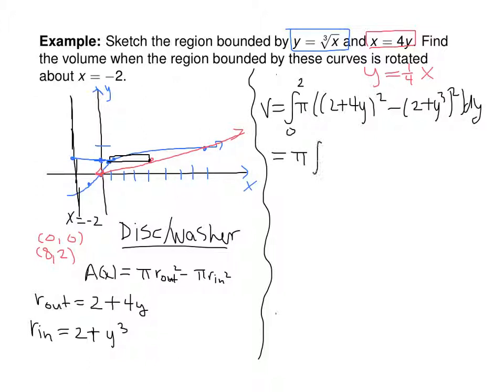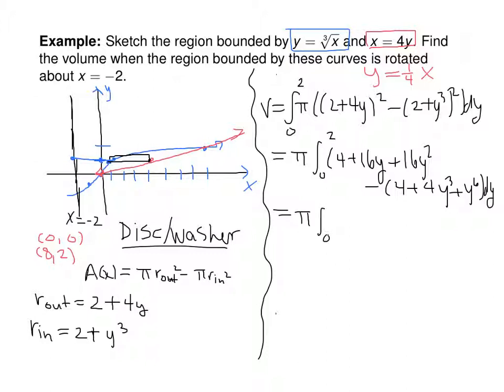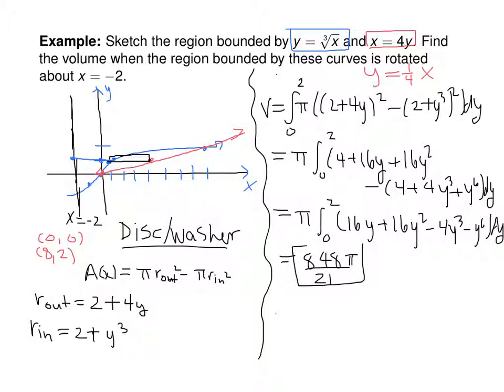So you factor out that pi, you integrate from 0 to 2, and when you expand everything out, you should get 4 plus 16y plus 16y squared minus 4 plus 4y cubed plus y to the 6th dy, which ends up being pi times the integral from 0 to 2 of 16y plus 16y squared minus 4y cubed minus y to the 6th dy. And after much, much, much painful arithmetic, which I hopefully didn't get wrong, you get 848 pi over 21, counting on it not being that evil on your test, okay? So that's if you use the disc or washer method.